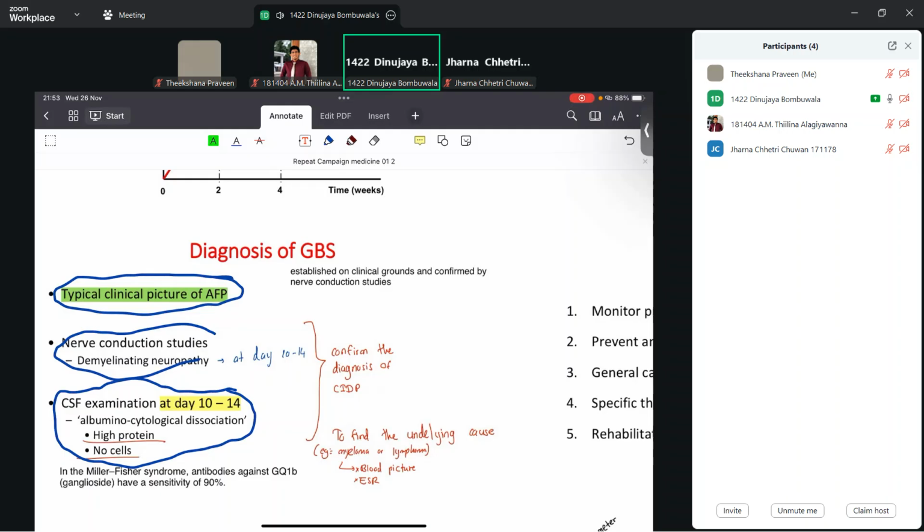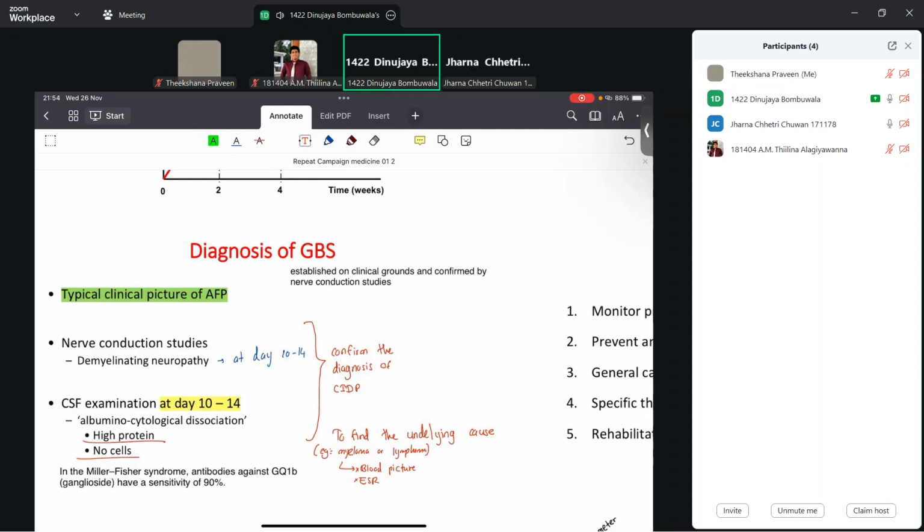We have to combine the nerve conduction study with the clinical picture, along with the CSF study, which is done after 10 days. There will be albuminocytological dissociation in the CSF, which means high protein levels and no cells. Usually when proteins are elevated, there should be cells, no? But in this situation, there will be high protein levels without many cells. It usually does not occur in other situations.